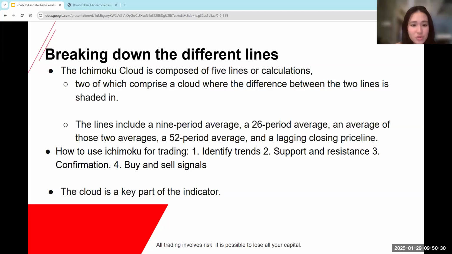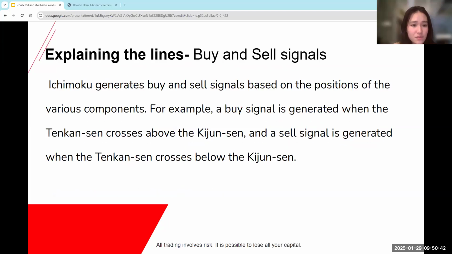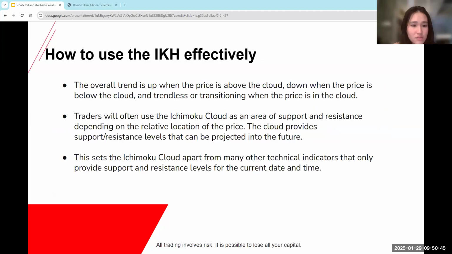So I'm going to skip past talking about the different lines for now, because we're running out of time. I'm just going to tell you the buy and sell signals, or how to use it effectively. The overall trend is up when price is above the cloud. And when price is below the cloud, then the trend is downwards. It's transitioning or trendless when it's moving within the cloud. This is how I typically use it as well, because at one glance, you can see exactly what the signal is. So it's very quick and easy to use.